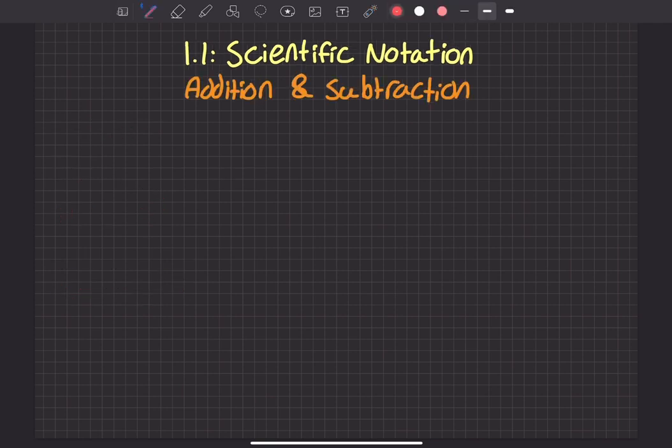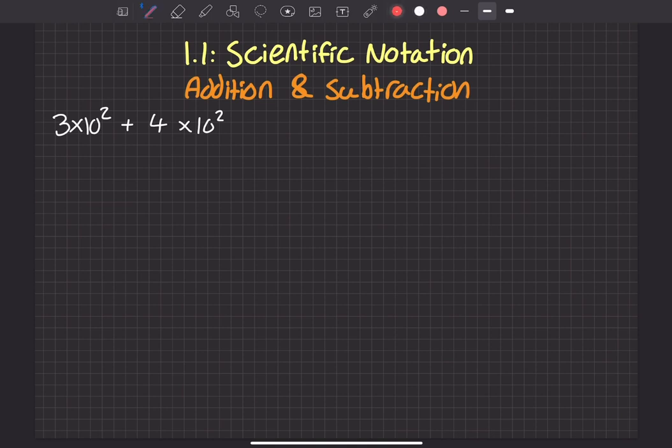So now we move on to the addition and subtraction of numbers in scientific notation form. And let's say we had this here, right? We had 3 times 10 to the power of 2 plus 4 times 10 to the power of 2. How can we do this?